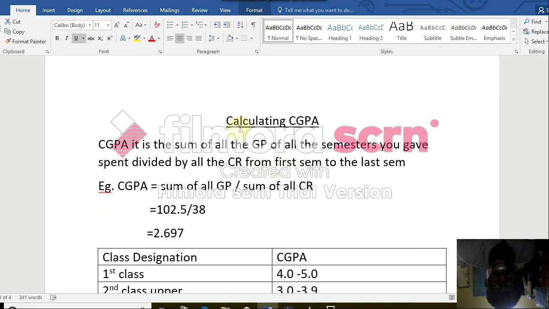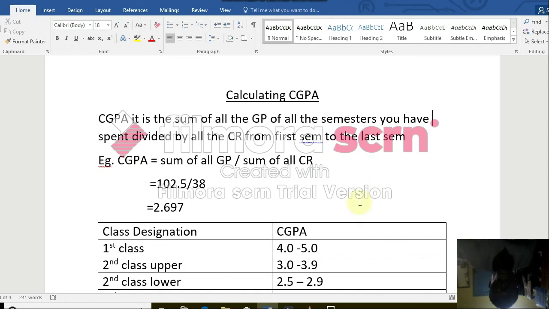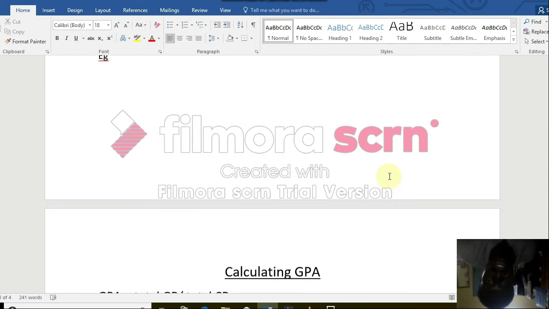Now let's look at how to calculate the CGPA. The CGPA, which is the cumulative grade point average. It is the sum of all the grade points of all the semesters you have spent, divided by all the credit hours from first sem to the last sem, your last sem on campus. Okay, so let's go back to our results.